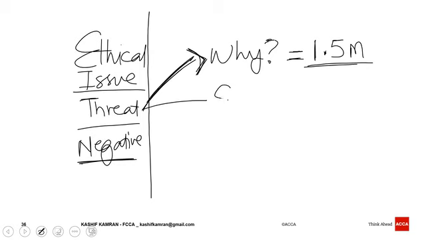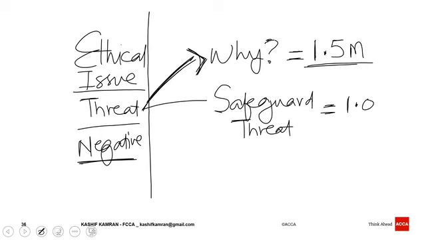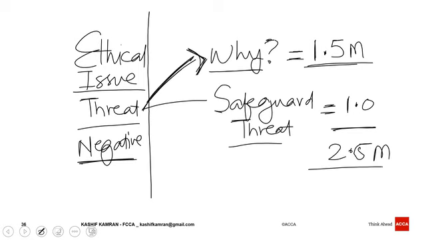Then when you write a safeguard for a threat, that will give you 1 mark. So that means for a threat and a safeguard, you're taking 2.5 marks. So whenever you justify a threat, you will get 1.5 marks. Whenever you justify a safeguard, you will get 1 mark. So this is the marking scheme for ethical issues, right? This is the marking scheme for ethical issues only.